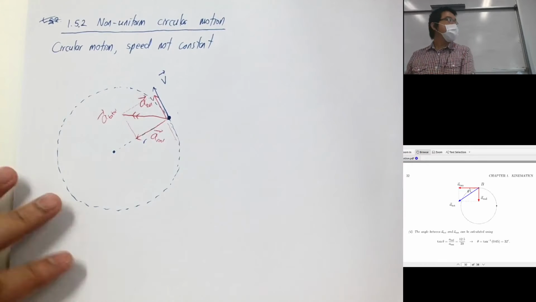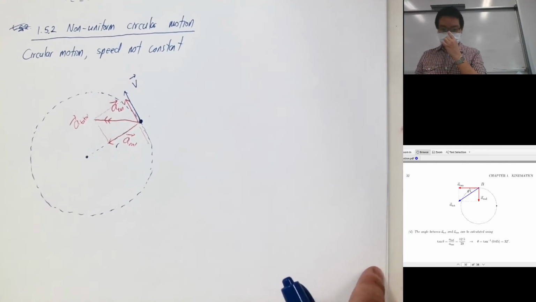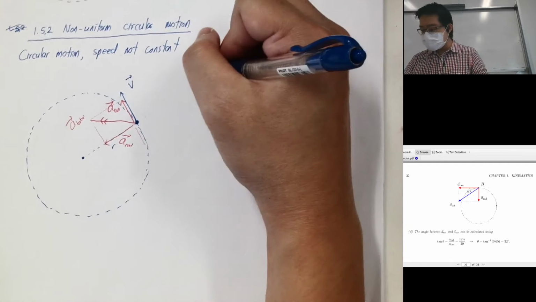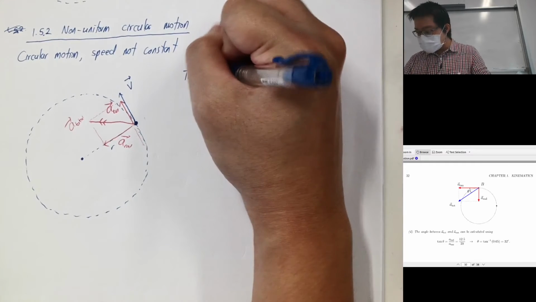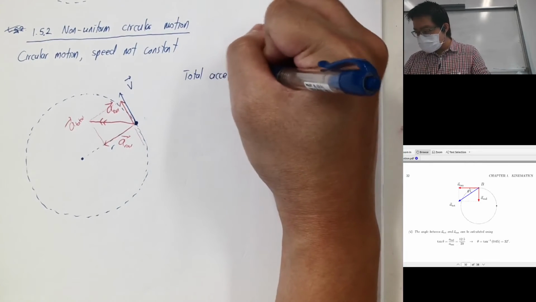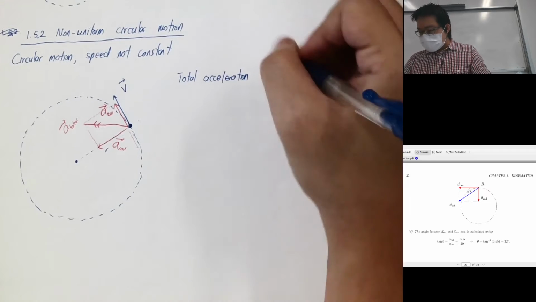To summarize what I was explaining here, let me write in a more technical language. Total acceleration has two components.